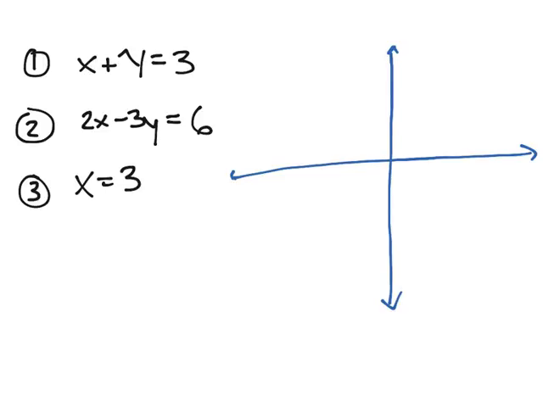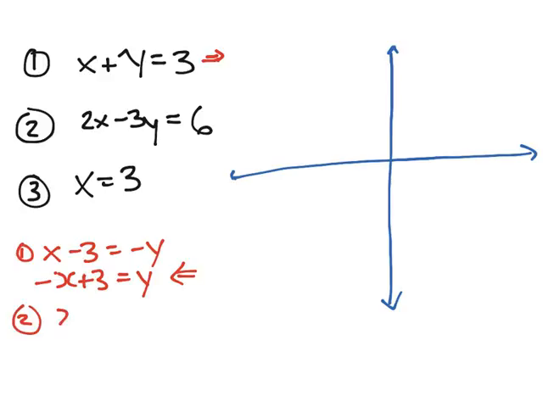Alright, for our first equation, when we turn it into slope-intercept form, we have x minus 3 is equal to minus y, or minus x plus 3 is equal to y. For our second equation, we have 2x minus 6 is equal to 3y, 2 over 3x minus 2 is equal to y. And that's our second equation that we can graph. And for our third, we're done. We can't do anything more. So, let's try graphing these.